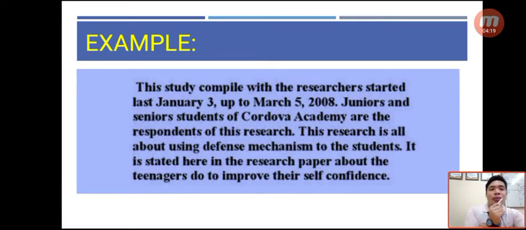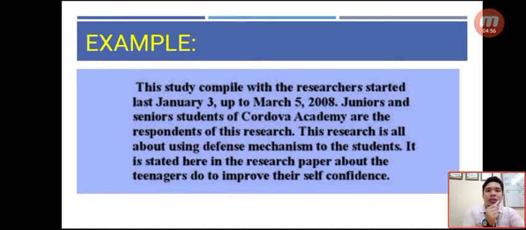Next, example po niya. The study compiled with the researcher started last January 3 up to March 2008. Juniors and senior students of Cordova Academy are the respondents of this research. This research is all about using defense mechanism to the students. It is stated here in the research paper about the teenagers to improve their self-confidence. So as you can see in the example, nandyan nakalagay kung kailan nag-start yung kanilang research, from January 3 up to March 5, 2008.